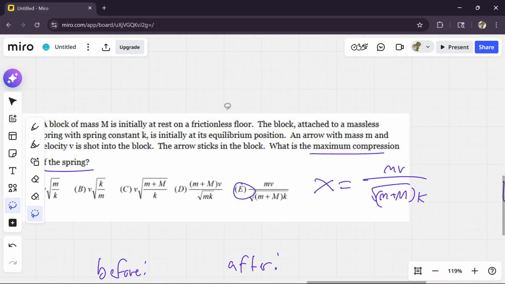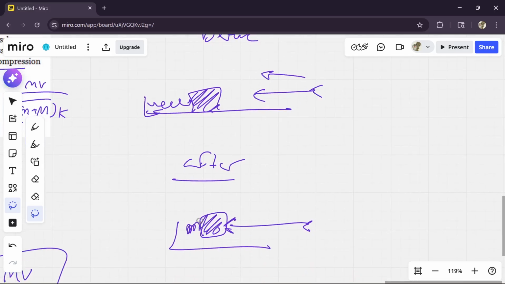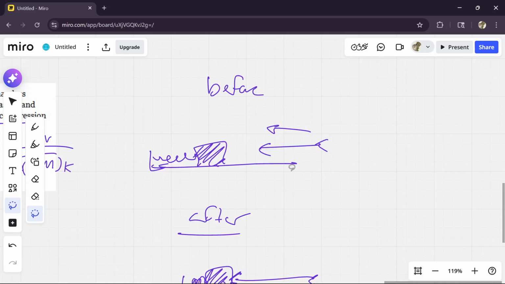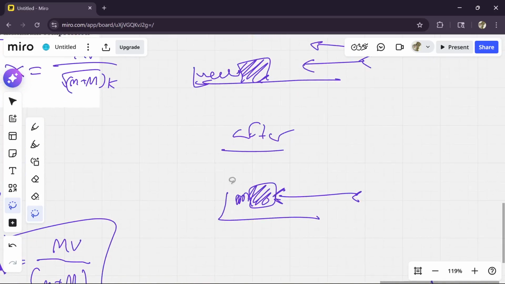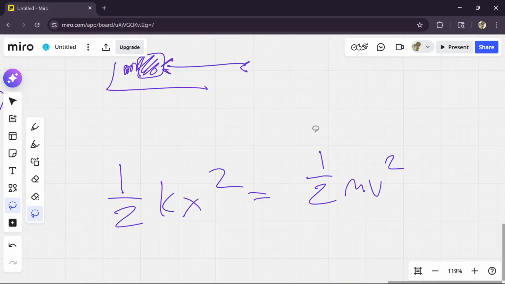Again, it's a frictionless floor as well, which means none of that is being lost when the block is moving. So all of the energy here, all the momentum that this arrow is carrying, goes into the block and then into the spring. So after the collision, the kinetic energy is now going to be spring elastic energy inside of this spring, which is why I'm setting these equal to each other.